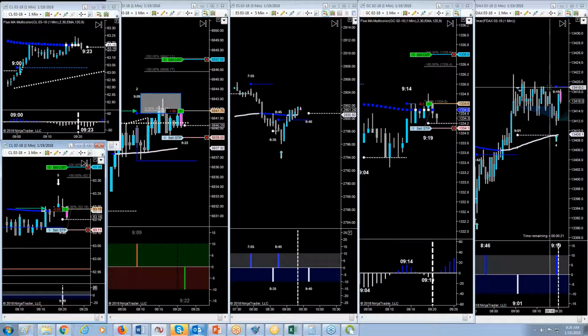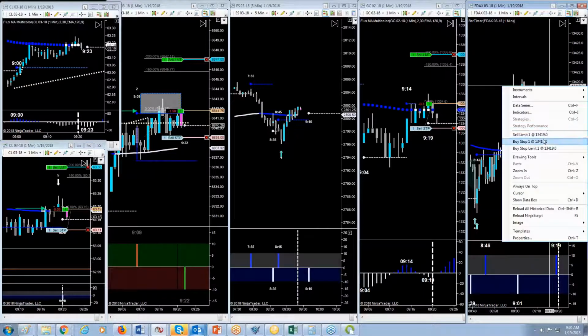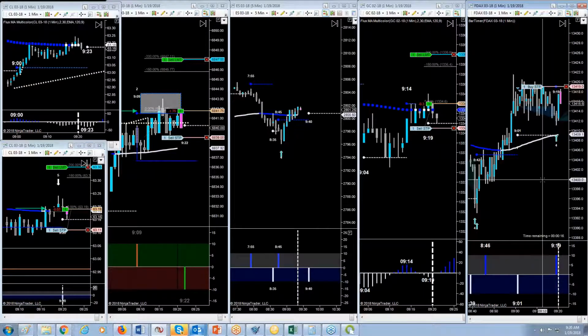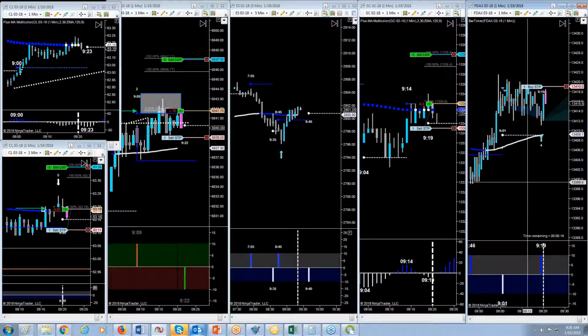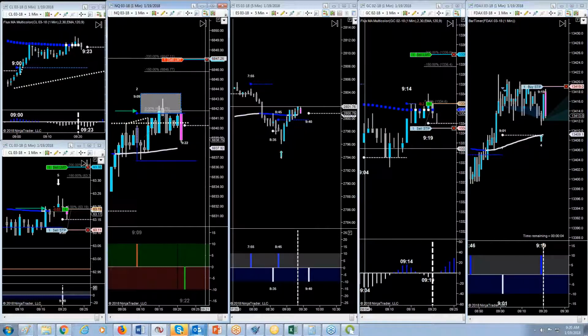So Earl, over here on the DAX, that would be a breakout opportunity above the blue line. Okay, stop filled on the NQ, Dana. That one didn't work.